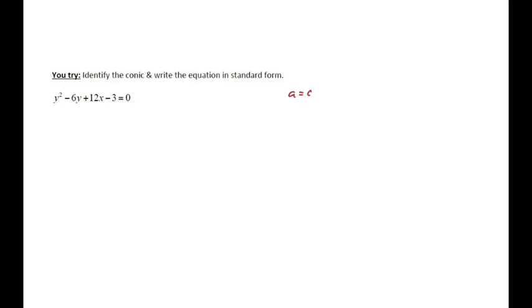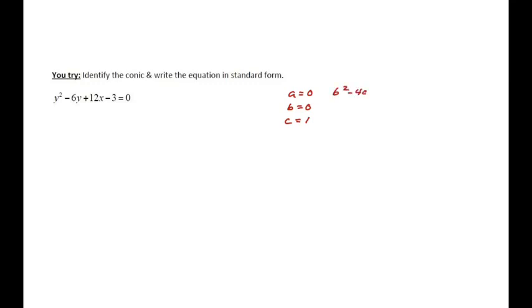So A in this case is going to be 0, B is going to be 0, and C is going to be 1. Again, A is the coefficient of x squared. Since there is no x squared term, that's 0. B is the coefficient of xy. There is no xy, so B is 0. And C is the coefficient of y squared, so C is 1.